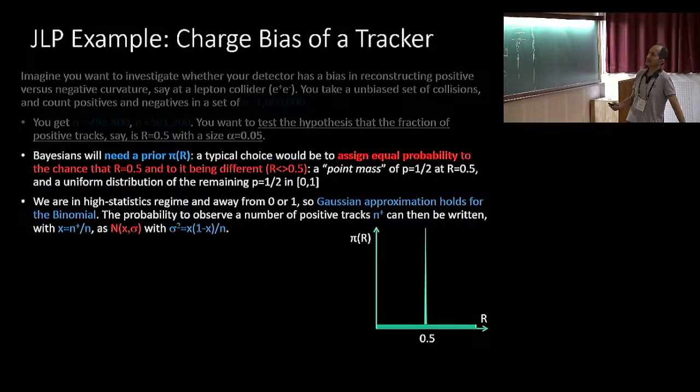And we are in high statistics, we have a million tracks, away from 0 and 1 in the ratio. This is a binomial ratio experiment, and you remember that the Wald interval for the binomial has this kind of formula, which is very bad when n is small, but here we are in a very high statistics region. So this is an excellent test statistic, okay? So this is the variance that you get for the binomial fraction r. And you see that it goes down with n, of course. So the probability that we observe a number of positive tracks can be written as a normal with a mean x and a sigma given by this value, where x is the ratio that you got.